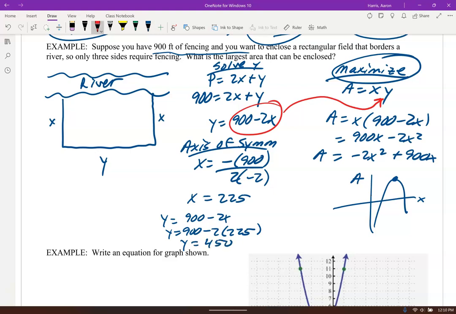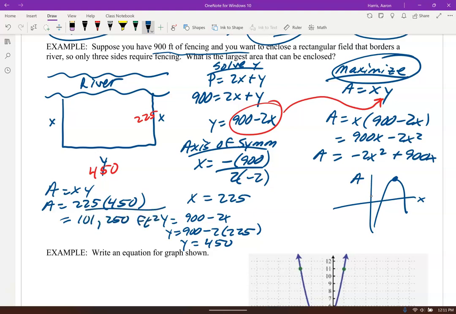Okay, so 225 by 450 is our area. Area is X times Y. So the max area is 225 by 450 feet by feet, which is 101,250 square feet. That's the max area. There we go. Max area. Length times width.